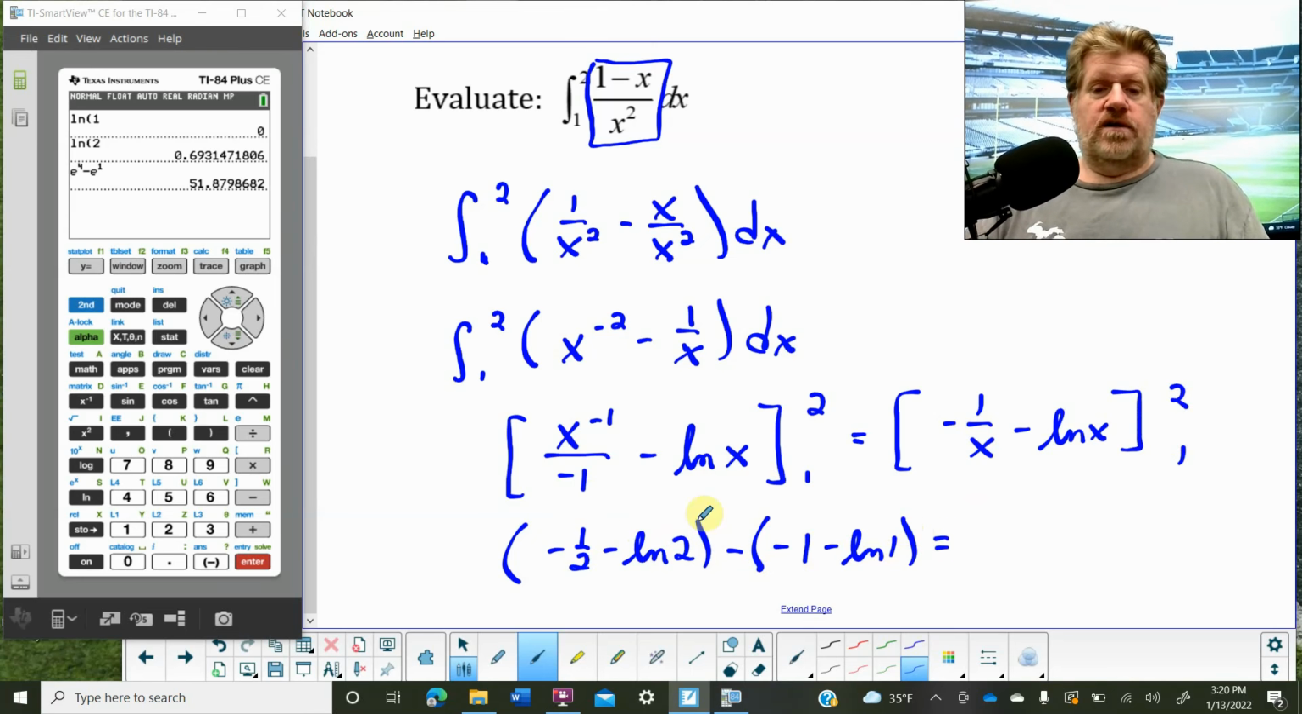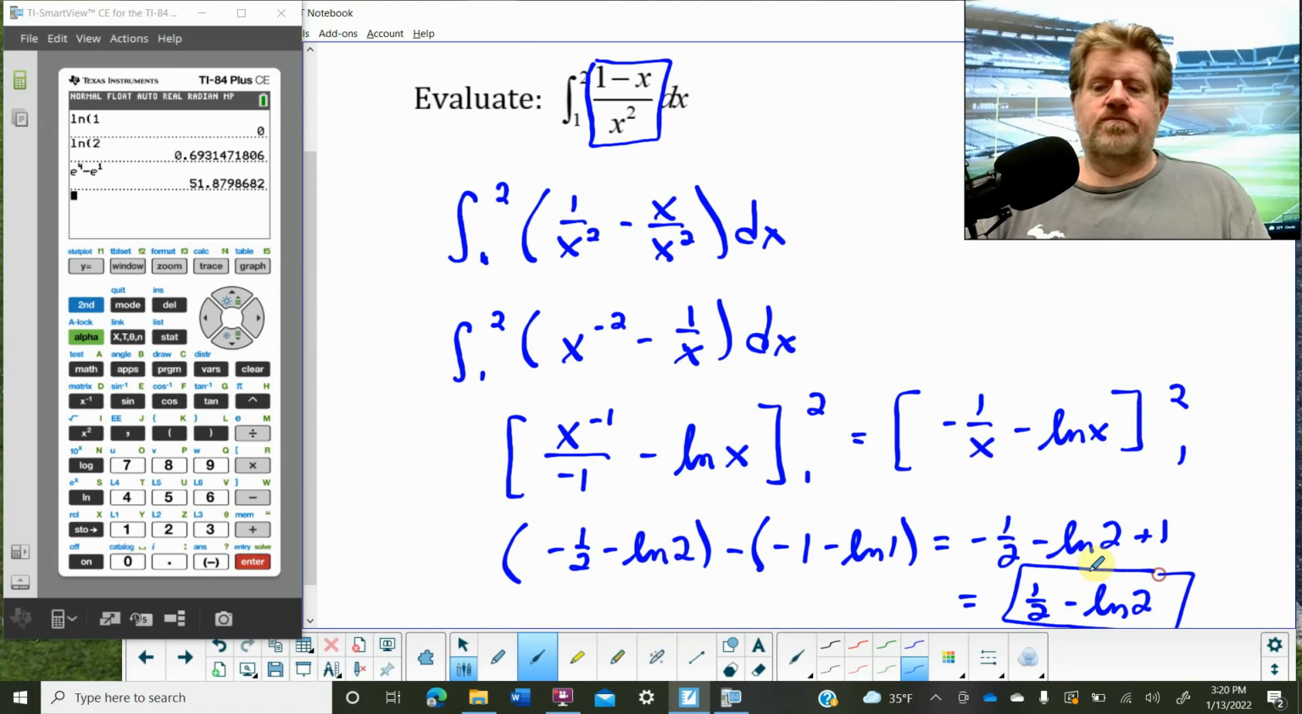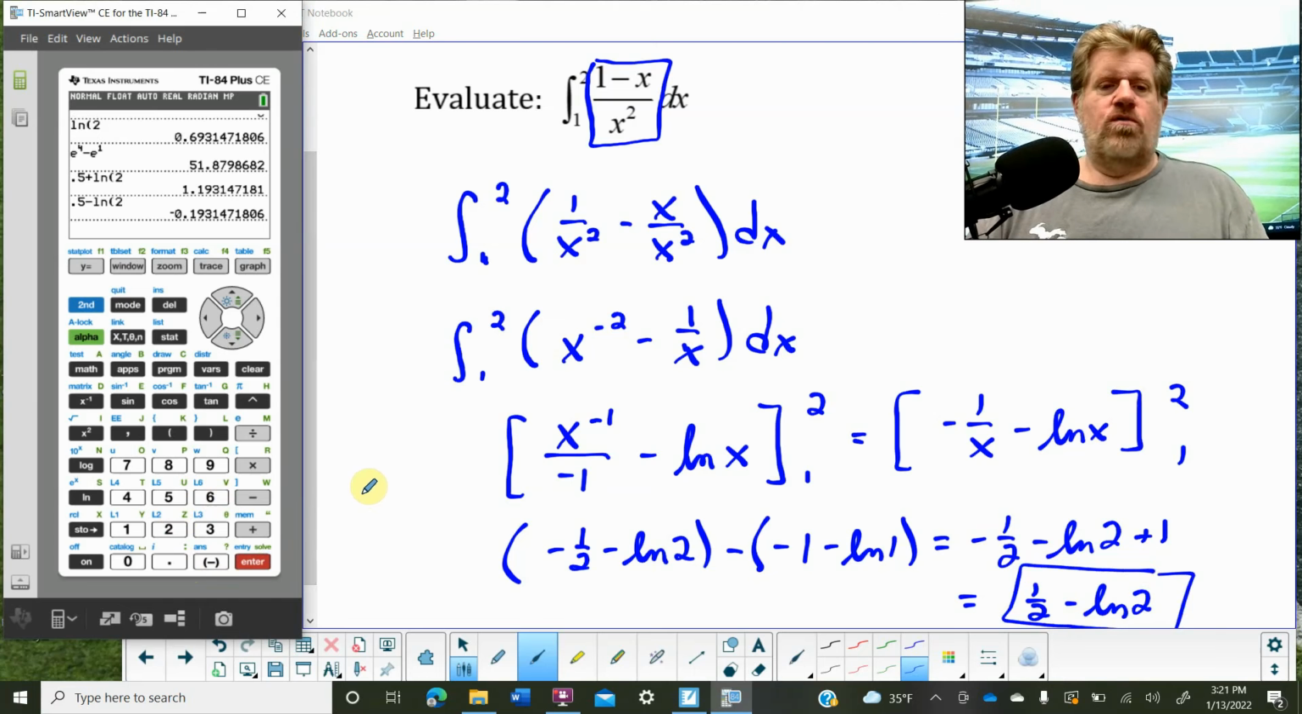All right, so again, negative 1/2 minus natural log of 2 minus negative 1 becomes a plus 1. Natural log of 1 is 0. So our answer would be, so negative 1 plus 1 is 1/2 minus the natural log of 2. You can throw it to your calculator if you want. Negative 0.193.